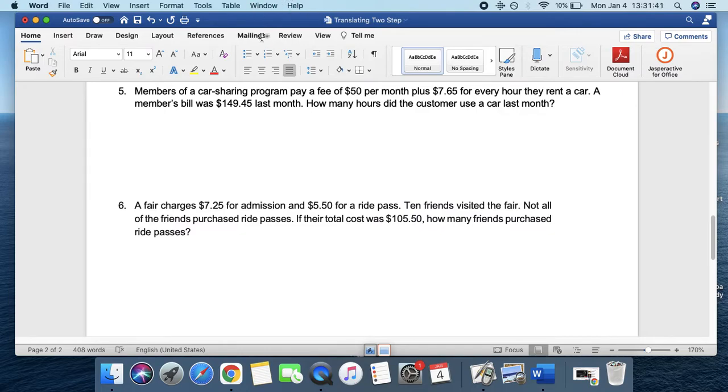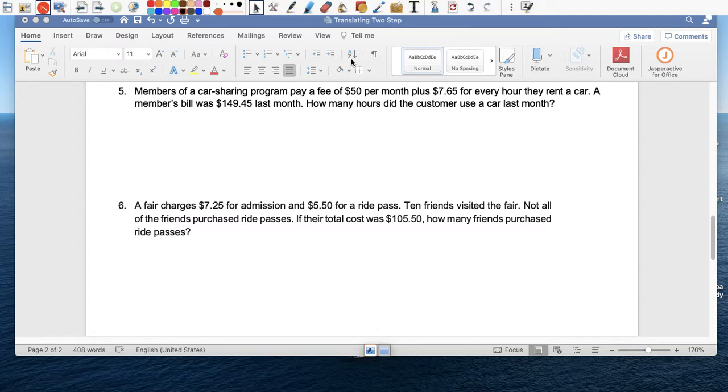All right, so we have something about a car. Members of car sharing pay a fee. So every month you pay $50 plus $7.65 per hour that you rent a car. That's not a bad thing. So let's say your bill came out to $149.45 last month. How many hours did you actually use that car?